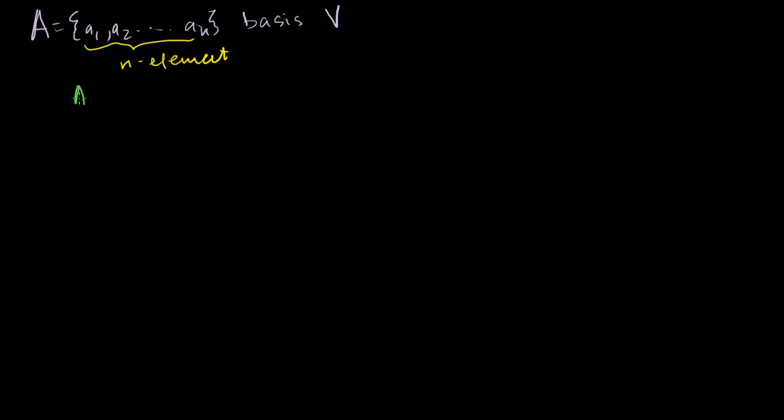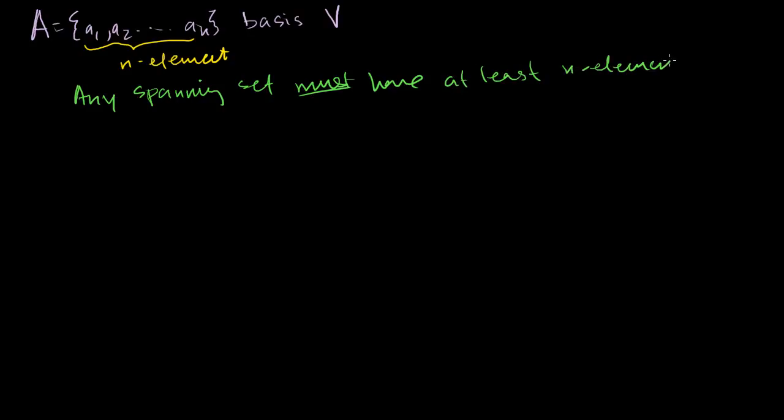So any spanning set must have at least n elements, or n members, or cardinality of n. These are all just different ways of saying you've got n vectors in this set. So I'm saying that every set that spans V must have at least n elements.